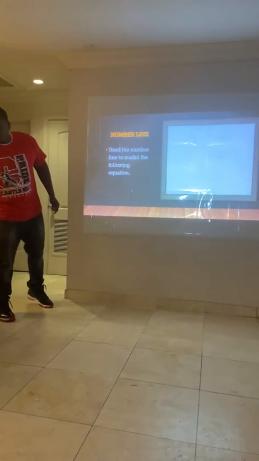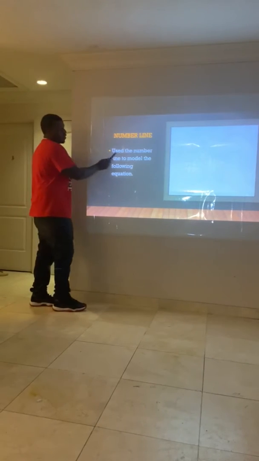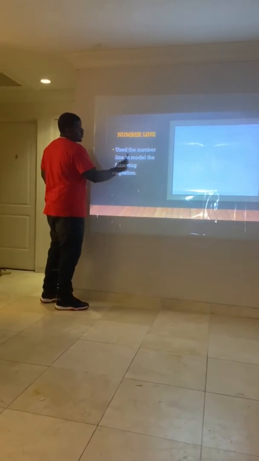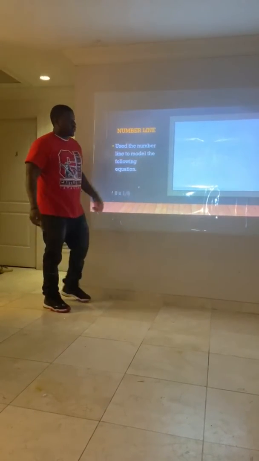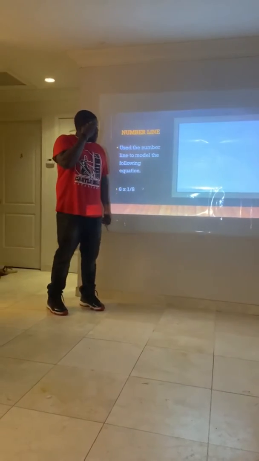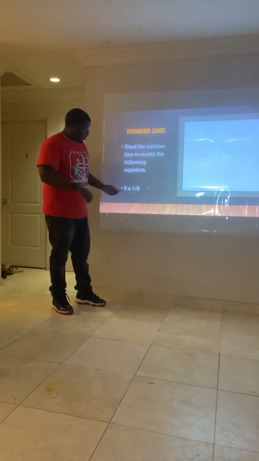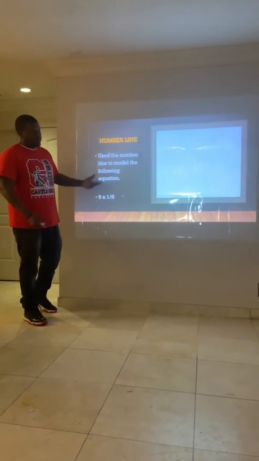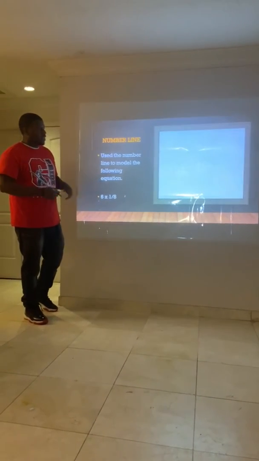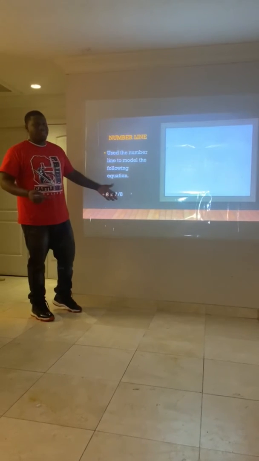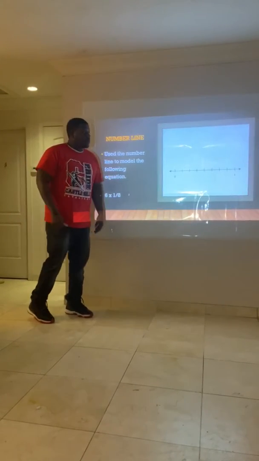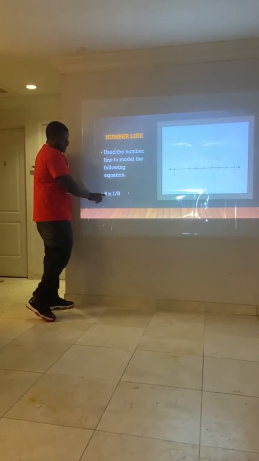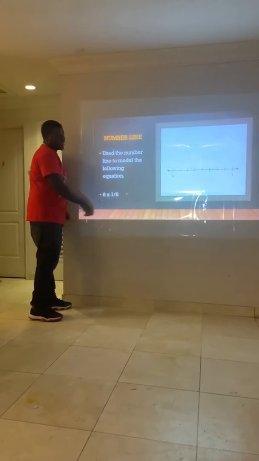All right, of course, the number line, which is another strategy we can use. We can use the number line to model the following equation. Here's the equation: 6 times 1/8. It was a little bit different from the one we did before, but I just changed the denominator to match the number line. So now I've got 6 groups of 1/8.